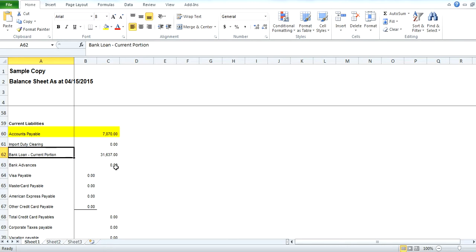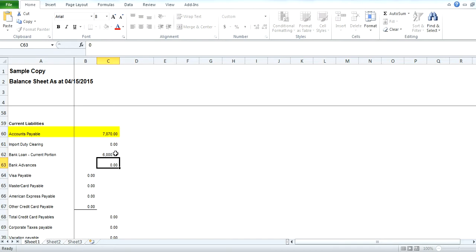The next one is bank loans. So typically, what we want to do when we have loans with the bank is take whatever your payments are that are due within the next 12 months. So if you owe the bank, let's say $500 a month on a loan, what you would do is take 500 times 12, which is 6,000, and you would report that as the current portion. So here we have another number, but let's say that's 6,000.